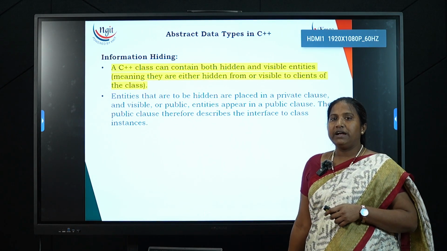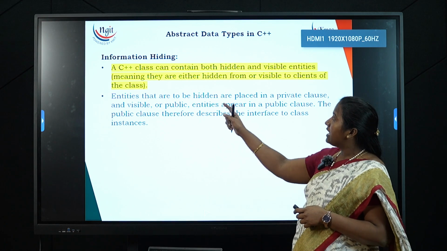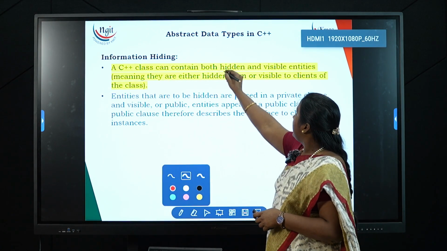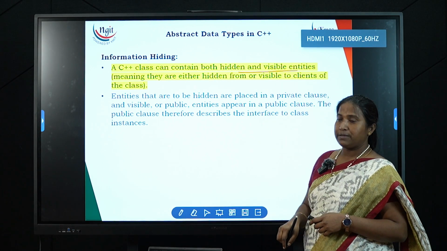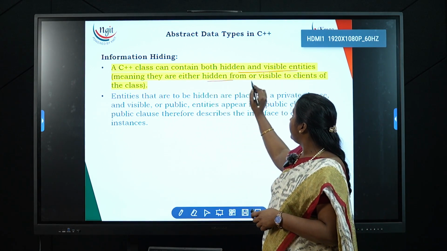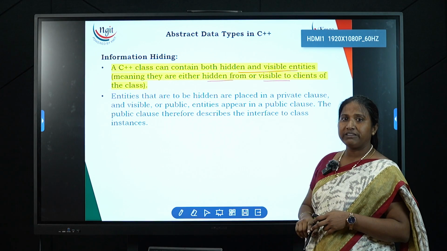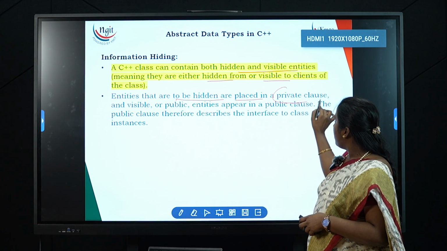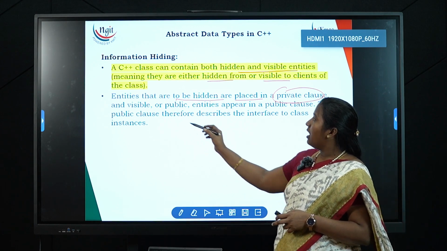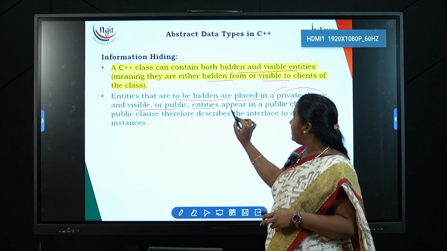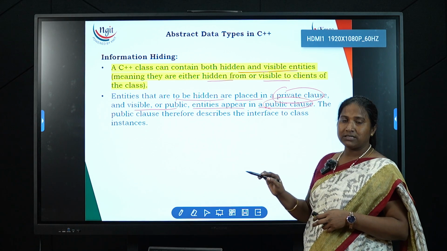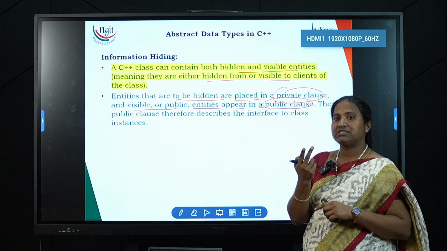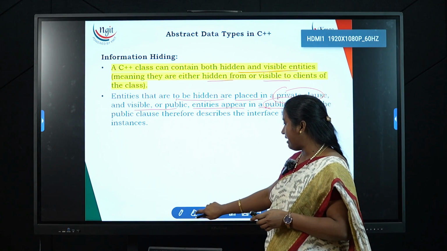Now, what is information hiding? A C++ class can contain both hidden and visible entities, meaning they are either hidden from or visible to clients of the class. Entities that are to be hidden are placed in the private class, and visible or public entities appear in the public class. So information hiding is provided in C++ with two classes, public class and private class.